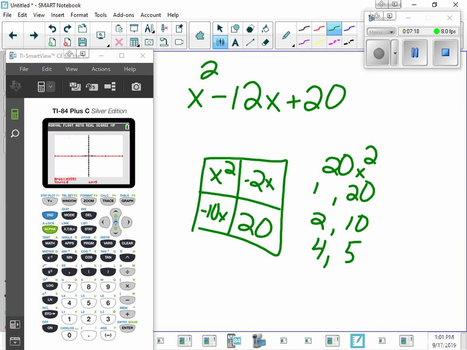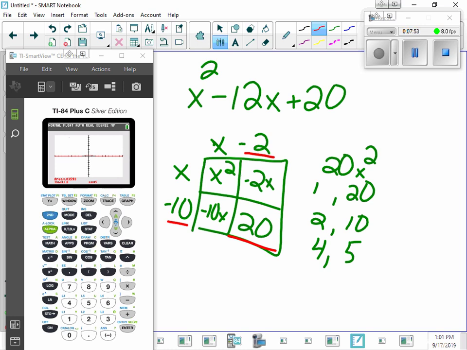Then we look at the top row. What does the top row share? An x. So we pull out an x, and then what do we stick up on top? X, because x times x is x squared. What goes above the 2x? Negative 2. And then x times what is negative 10x? Negative 10. And a nice way to see if you got it correct is just to check, is negative 10 times negative 2 20? Yes. And if that works, then you did it correctly.